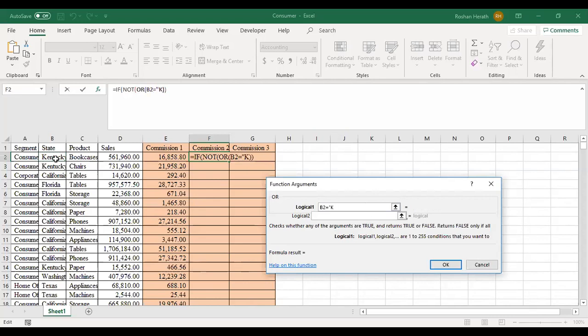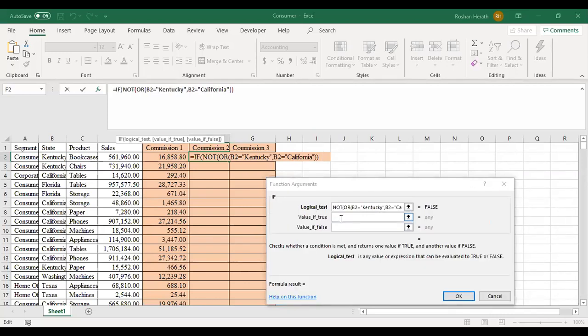B2, we checked whether it is Kentucky, or we have checked whether it is California. So these are the two conditions that we tested. Then we go for this IF. If that is the case, then what we did, the eligible discount was 5% from the sales. Not the discount, in fact, the commission. I'm always referring to it as the discount, but I mean the commission. Sorry for that. 0.05.